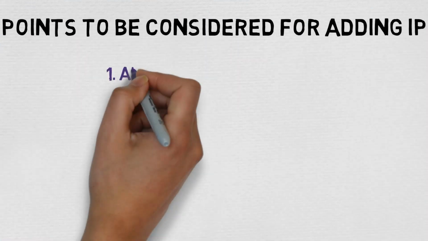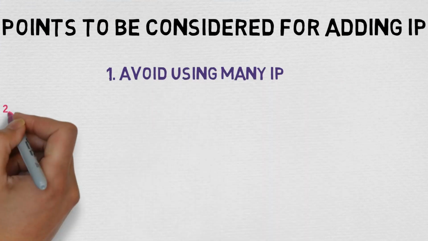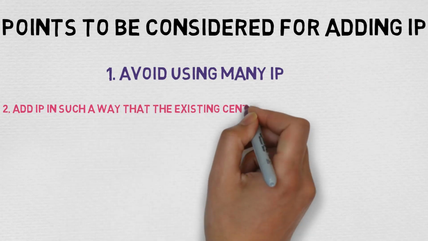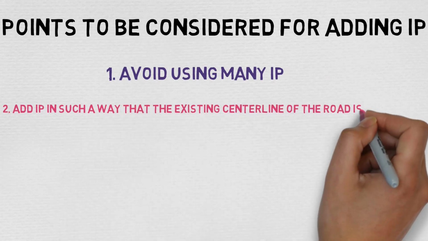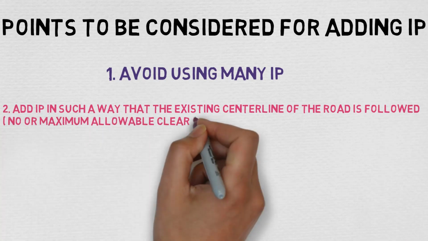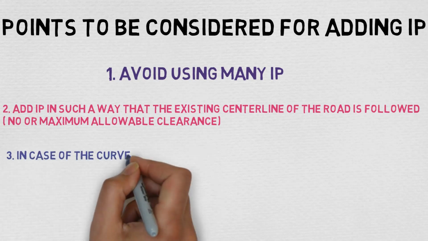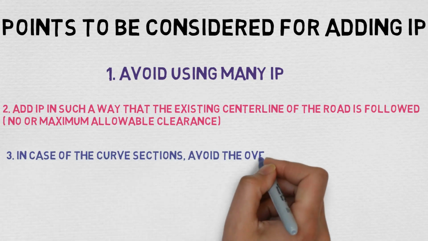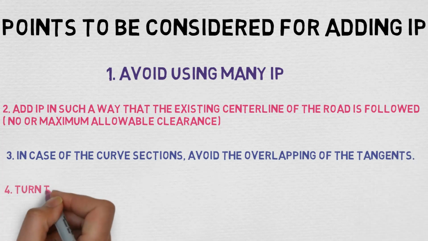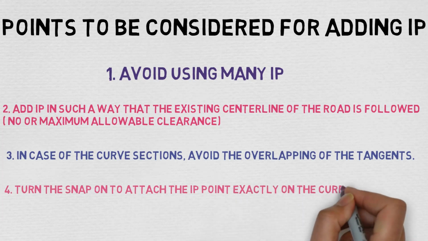Firstly, avoid adding unnecessarily many IPs. Second point is, when the IPs are added, make sure that the alignment follows the existing center line. So that means either there should be no clearance or there should be only the maximum allowable clearance. And in case of curved sections, avoid overlapping of the tangents while adding the IP points. And also, to coincide with the existing center line or existing string, turn on the snap.